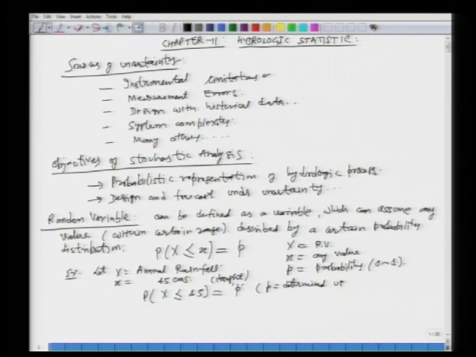and this p can be determined using some probability distribution which the annual rainfall follows in that area, for which we use the historical data. So, you take the historical data, you fit a certain probability distribution. So, this is the definition of what is called the random variable.